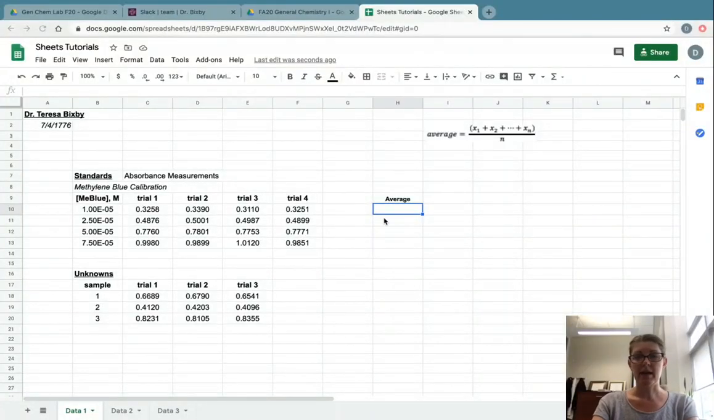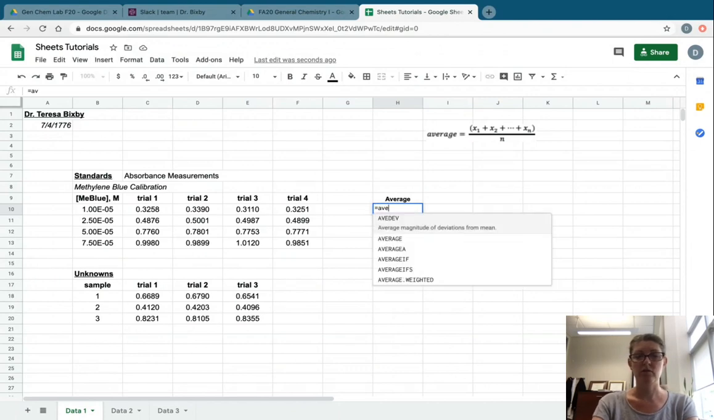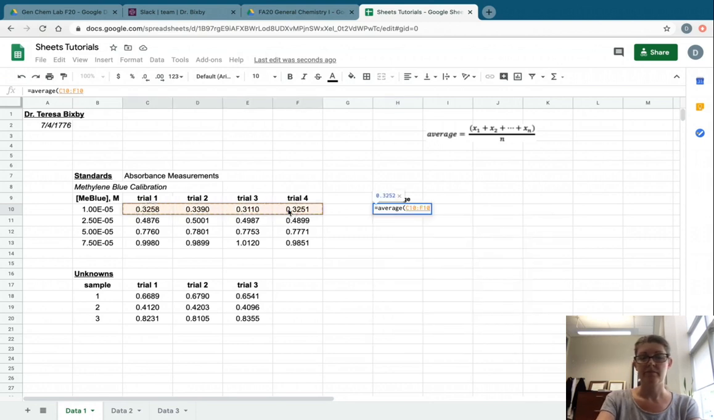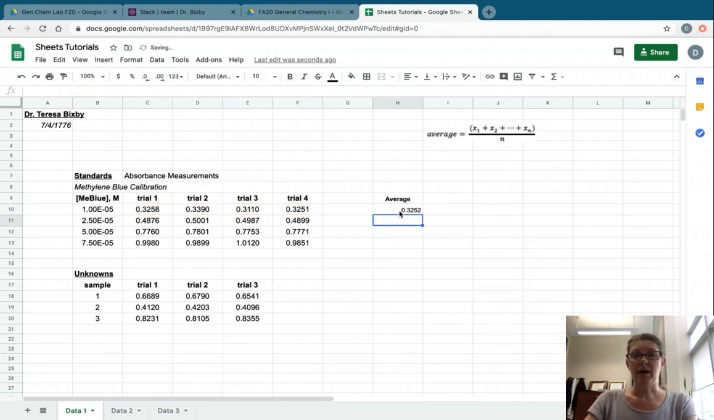So if I take my average of these four trials using the average function, I don't need to retype that math into every cell in order to take the average for every solution. Instead, I can select the equation, the cell that I have the equation in. You can see what the equation is up here in the edit box.